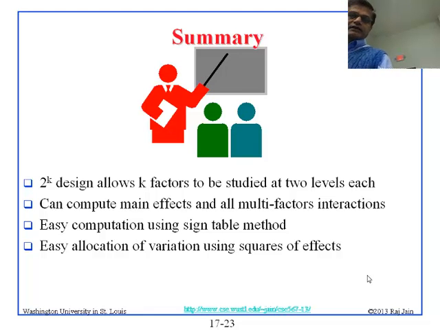So we are at the end of this chapter. And 2 raised to k design allows k factors to be studied at 2 levels each. You can compute main effects and all multi-factor interactions. Previously you never saw 3-factor interaction, 4-factor interaction, 5-factor interactions, but that can happen. The computation is very easy. All you have to do is put the sign table and easy allocation of variation among the squares of the effects. So if you want to find out which factor does what, find out the magnitude, and the one that has the highest magnitude will give you the highest percentage as well because you square it up.